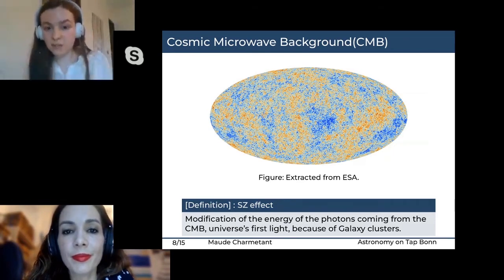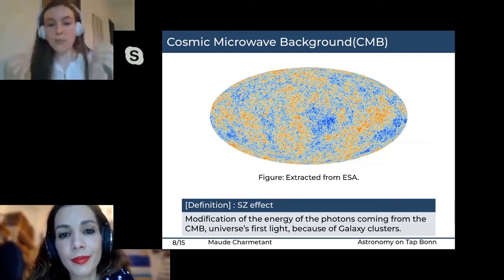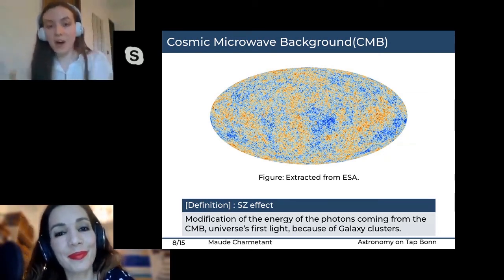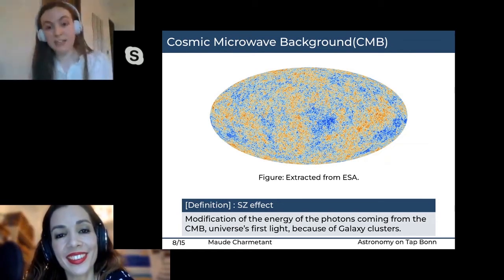So you can see regions where there were more light, more energy, and more particles when it was denser than other parts of the universe, which is absolutely amazing, because then you have a map of how the structure of the universe was at the very beginning, actually.